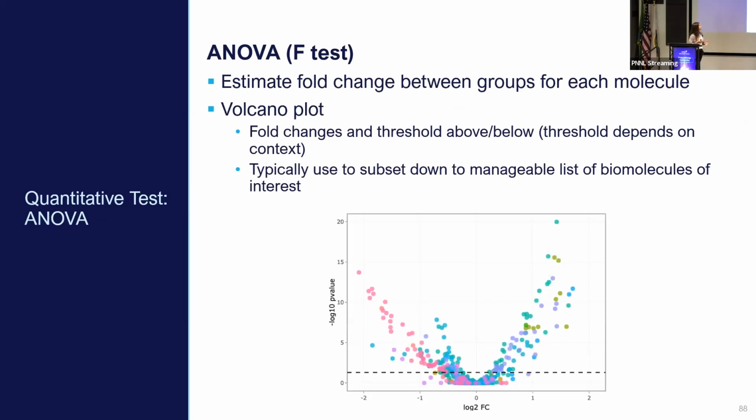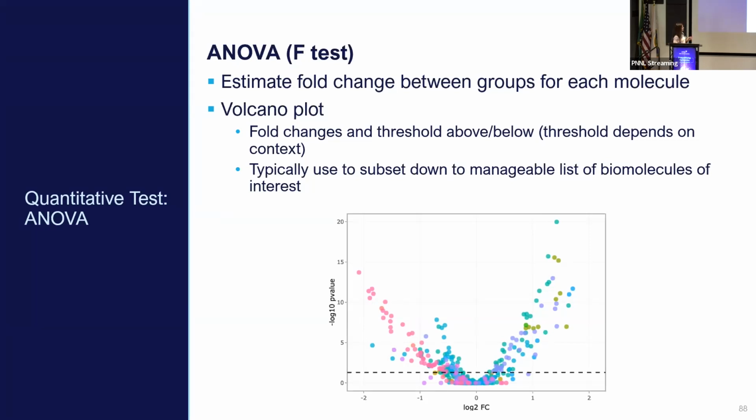So for the ANOVA, what we're doing is estimating a fold change for each group compared to another one for every molecule. And sure, you've all seen volcano plots before. What we've got here is our log2, in this case, fold change on the x-axis, and a negative log10 of the p-value on the y. So each of these dots is a different protein. Proteins that are up higher are significant. And if they're out farther to either side, that means that fold change is larger.